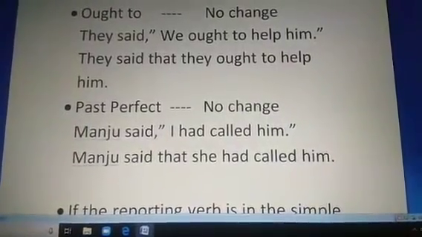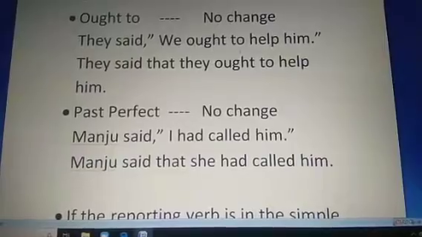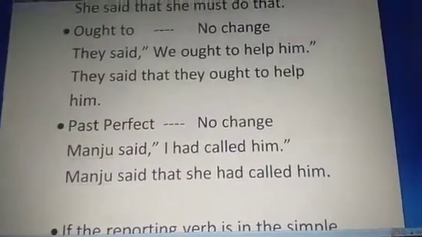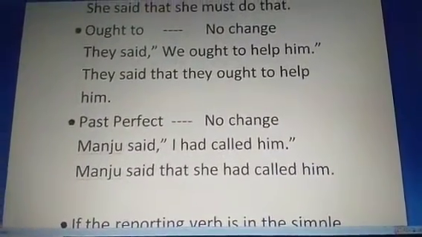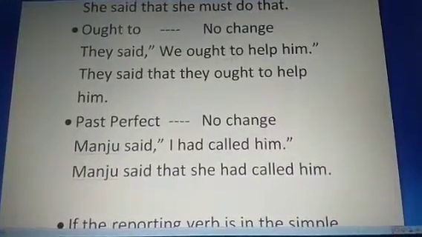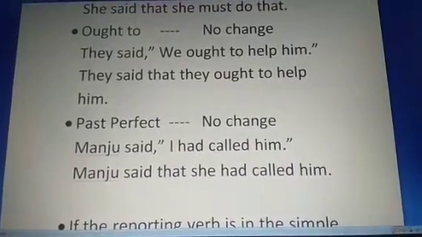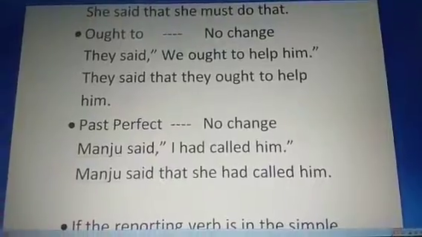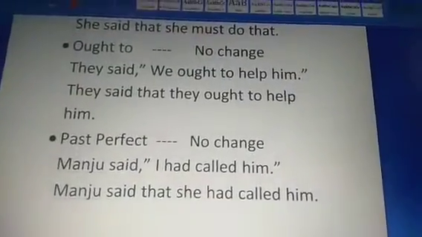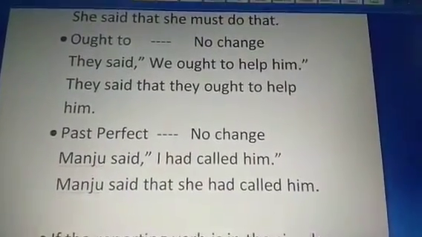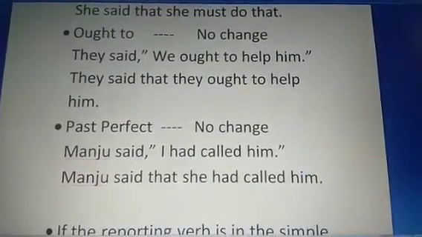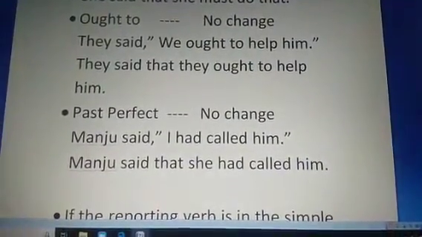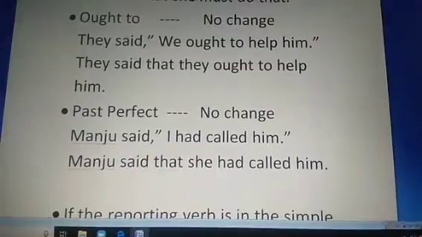Now, the example is, they said we ought to help him. Now, said is the reporting verb, but still, we ought to. Ought to will not be changed. It will remain the same in indirect speech. And when this particular direct speech is changed into indirect speech, it reads like, they said that they ought to help him. And this one is an indirect speech.